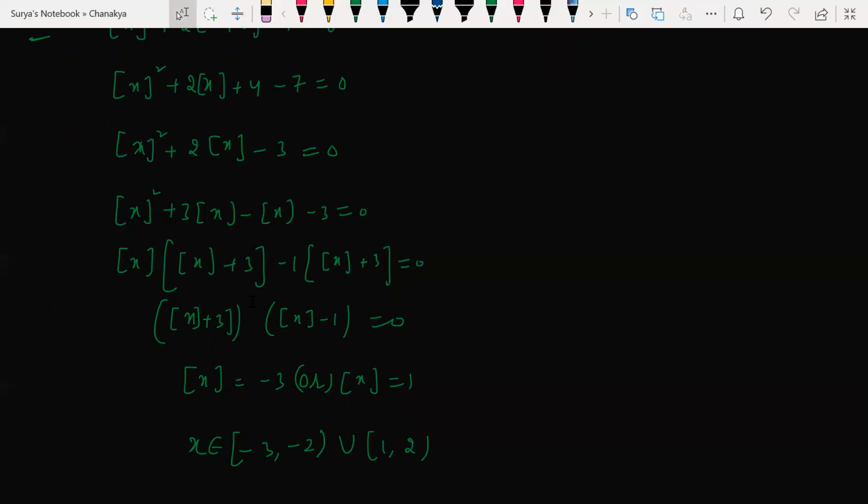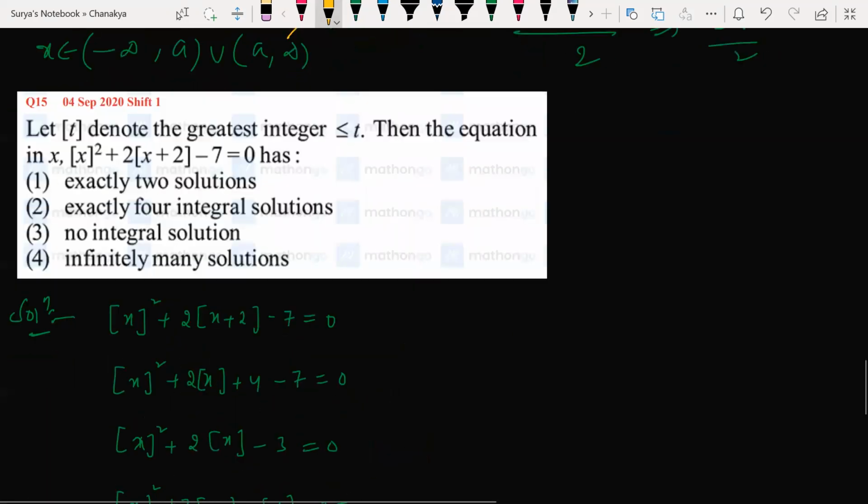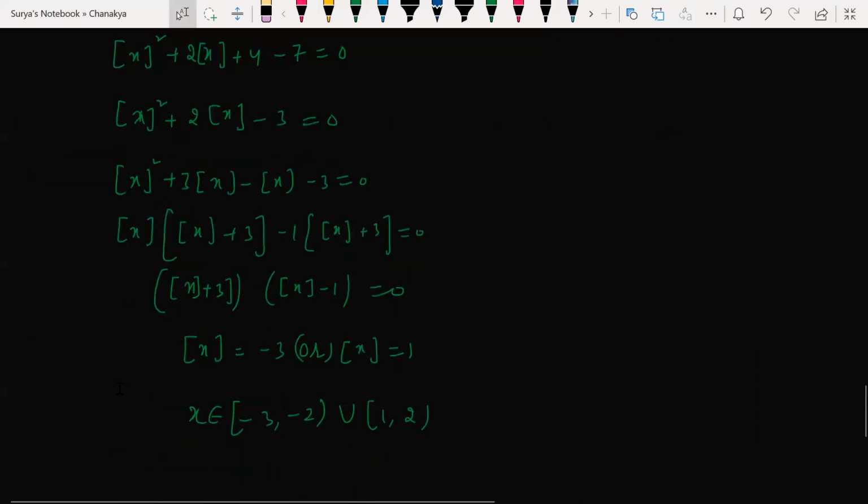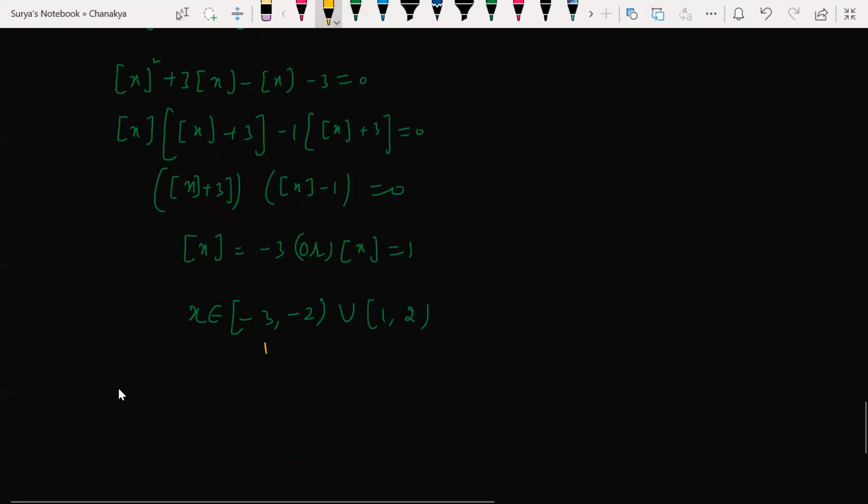1 to minus 3, I mean minus 3 to 1. Minus 3 I got and 1 I got. But x belongs to what now? Minus 3 to 1, where it is included? So exactly how many solutions did I get here? Exactly how many solutions? Beta, how many numbers will you get in between?